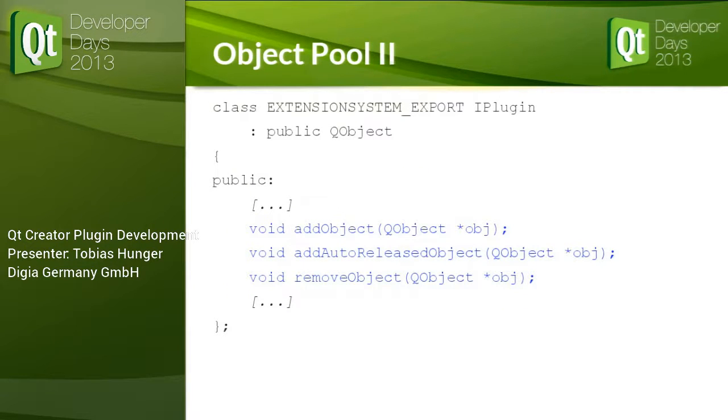Okay, and that's the second part of the object pool interface, which is actually on the plugin itself. Well, that's basically just convenience methods. So usually you will register objects in the plugin, and it's pretty convenient to just call add object on the plugin itself and not going to the plugin manager, which actually does all the handling. Another convenience we have there is add auto released object, which in the destructor of the plugin itself will make sure all the plugins that are added as auto released objects will be deleted before the plugin goes out of scope.